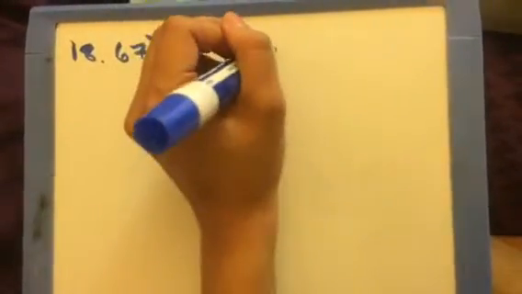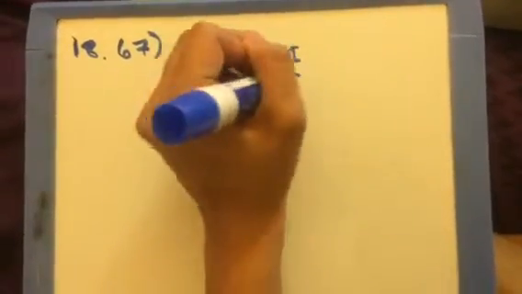Hi, so I will be doing problem 67 in chapter 18. 18.67. Okay, so first of all, we know that the magnitude of the magnetic field at a perpendicular distance r from the center of a wire is B equal to mu naught over 4 pi times 2I over r, right?